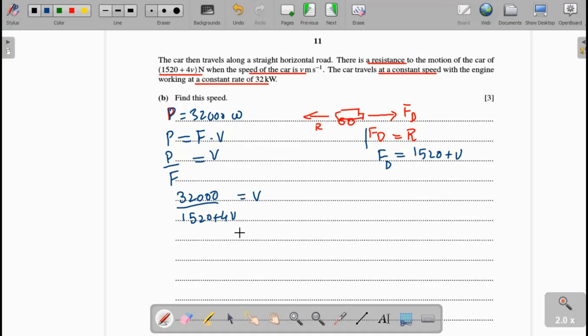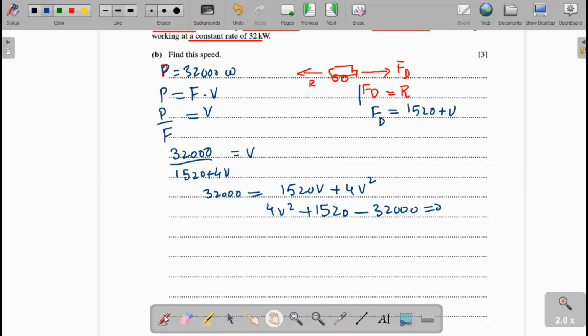Now we calculate it. 32,000 equal to 1520V plus 4V square. Now 4V square plus 1520V minus 32,000 equal to 0. Now we divide this equation by 4, we get V square plus 380V minus 8,000.